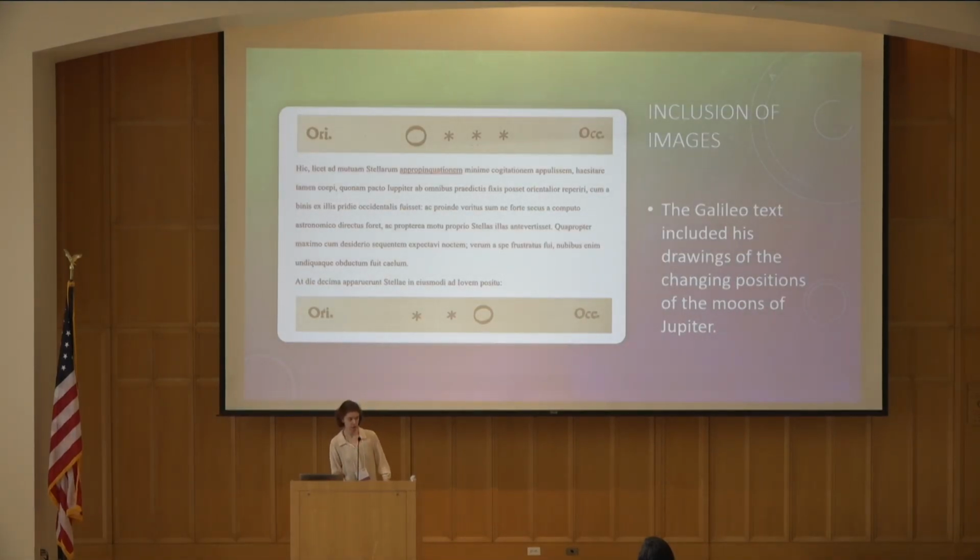And then I've also included a few images when I thought it would assist a student in understanding the text. This is particularly important for Galileo. He included sketches of Jupiter and its moons. Here on the left we have the abbreviation for Orientalis, the east, and on the right-hand side we have an abbreviation for Occidentalis, the west. So it's two good Latin words. The large circle is Jupiter, and the little asterisks, or little stars, are the moons.